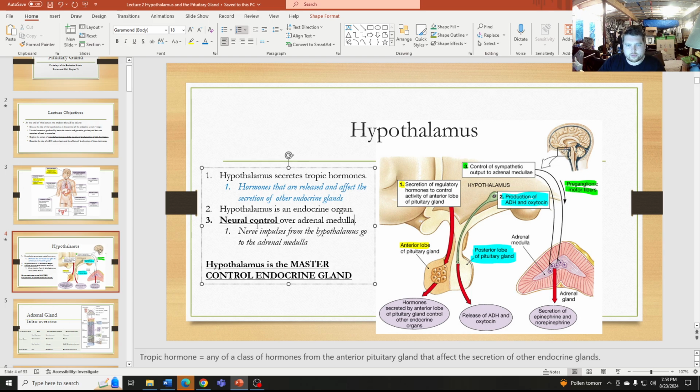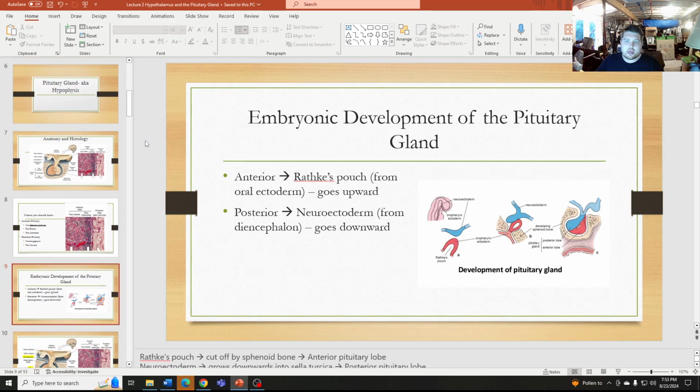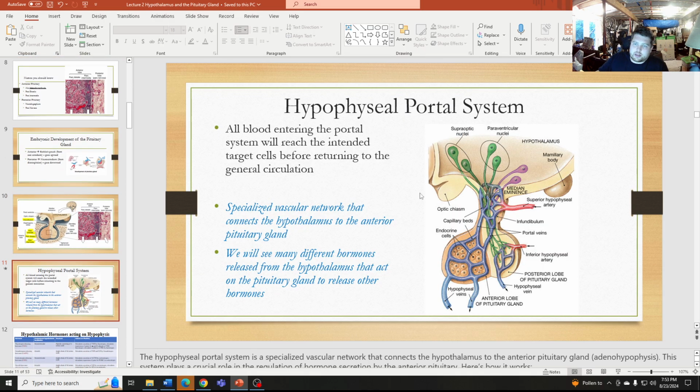Add neural control over adrenal medulla and posterior pituitary. Those are the ones we want to remember with neural connection. We also have a vascular connection. So see all of these veins and structures that are going right here that connect the hypothalamus to the pituitary gland. And this is how the hypothalamus primarily communicates with the pituitary gland.